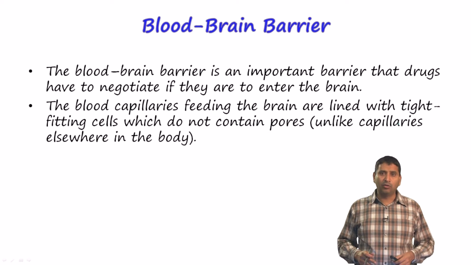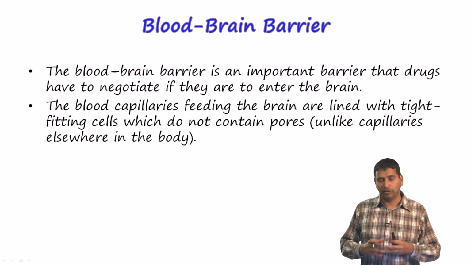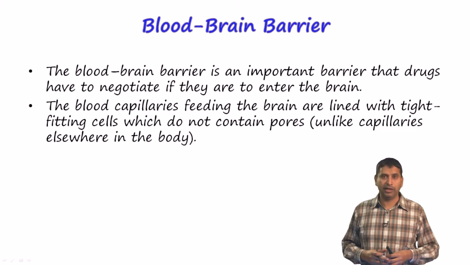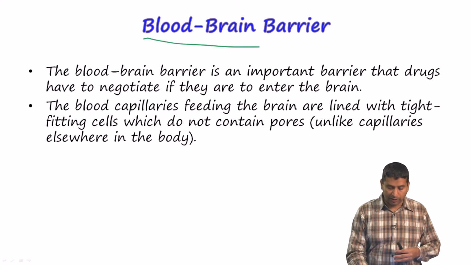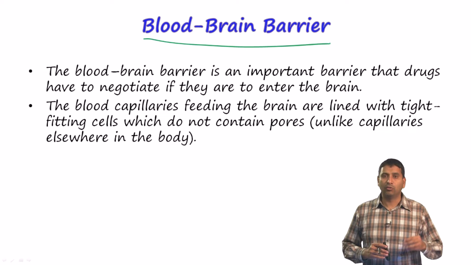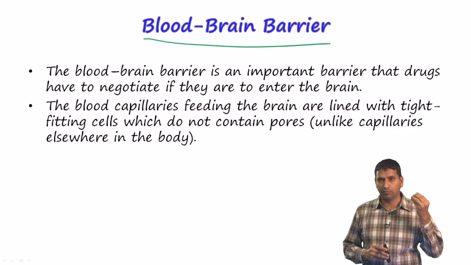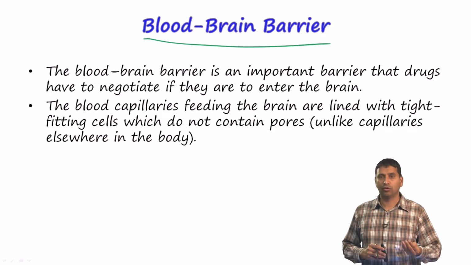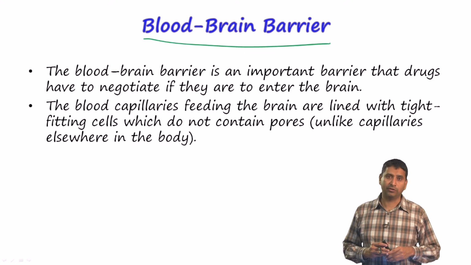Now, there is another important factor when we are considering various organs in the body. One of the most important organs that we have is the brain, and the brain is protected quite a bit from the rest of the body by what is known as the blood-brain barrier. So, if one wants to send a drug to the brain, then it has to cross, or negotiate, this barrier.